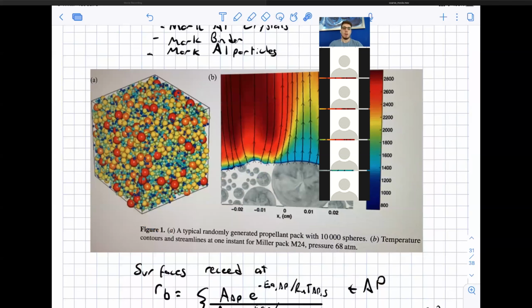Professor, yeah. What's the reason for having all the different size crystals? Why are some a lot bigger than others? Why are they not all the same size?